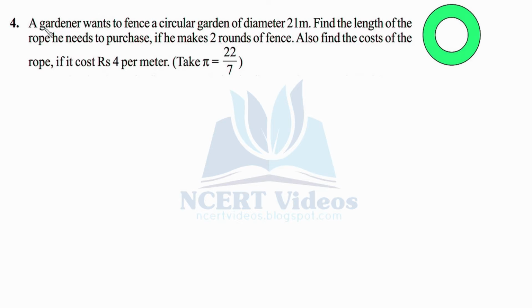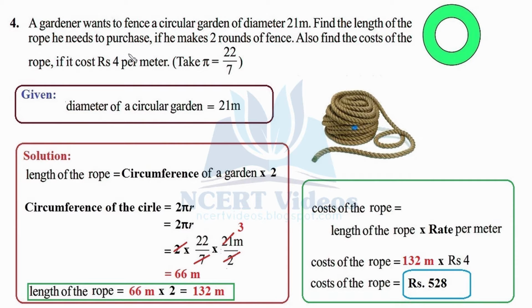Question 4th. A gardener wants to fence a circular garden of diameter 21 meter. Find the length of the rope he needs to purchase if he makes 2 rounds of fence. Also, find the cost of the rope if it costs rupees 4 per meter, pi as 22 over 7. This question deals with your daily life. So here we have a circular field and we have to bound this area with this rope twice. So the question asks for how much rope is needed and what will be the cost of the total rope.